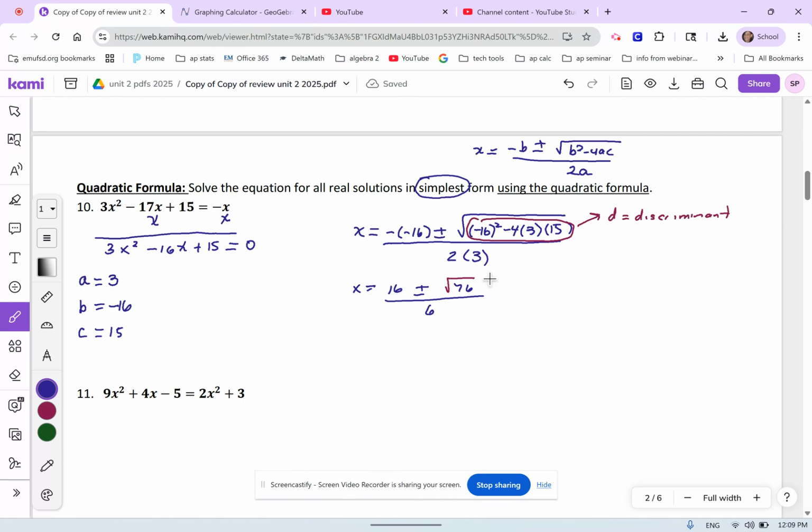Now, before you continue, so you don't make a careless error, you have to simplify that radical first. You can't reduce the 16 and 6 until that square root of 76 is simplified. Otherwise, you will get the wrong answer. So this breaks into the highest perfect square and non-perfect square. The highest perfect square is 4, and the other factor is 19. So this simplifies to 2 square root of 19.